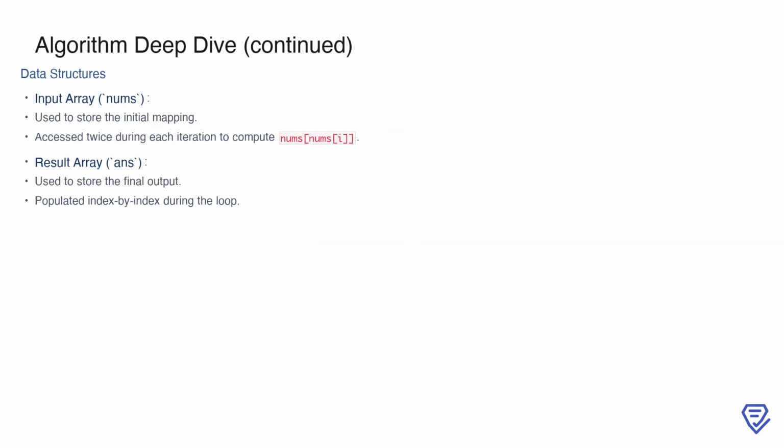The algorithm primarily relies on two data structures. The input array nums serves as a source of the initial mapping. It is accessed twice during each iteration, once to fetch the value at index i and another time to fetch the value at nums[i]. The result array ans is the second data structure, which stores the final output. This array is updated index by index as we progress through the loop, and it ultimately holds the desired permutation based on the problem's requirements.